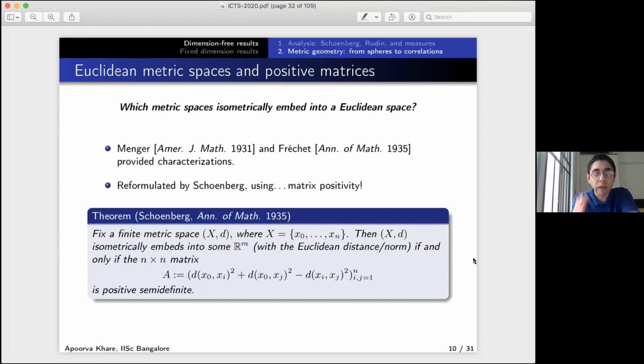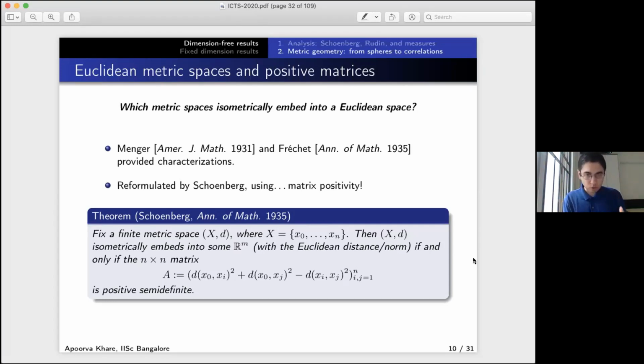Schoenberg actually understood which is the smallest m. So clearly, for example, an equilateral triangle cannot embed into the real line, because how can you embed 3 points which are at equal distances from each other on the line? But it does embed in R2.